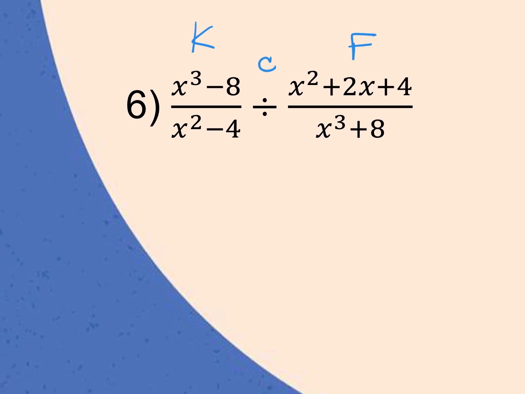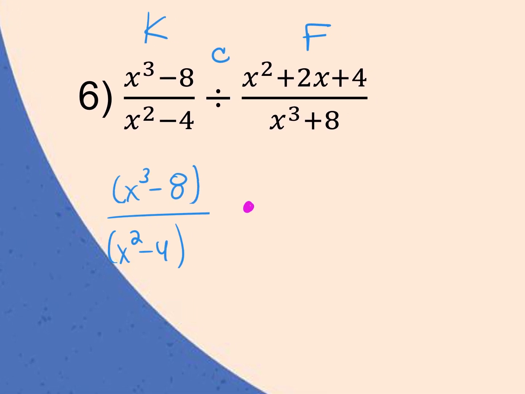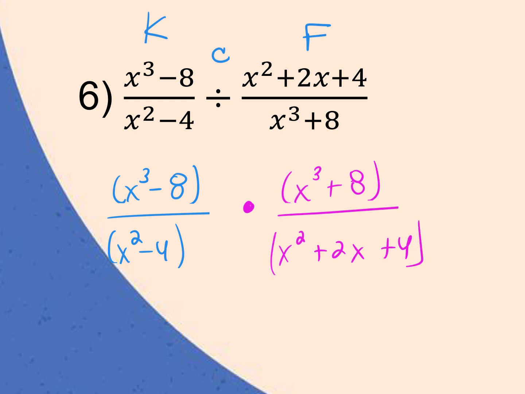You keep your first fraction the same, your first rational the same. X cubed over 8 and x squared minus 4. What do we change our division sign to? Multiplication, and then we flip. So the denominator becomes the numerator, and the numerator becomes the denominator. If you guys don't do that, your whole problem is wrong. So you've got to make sure you do that. Now, once you do that, now we can go ahead and start factoring and canceling everything out.